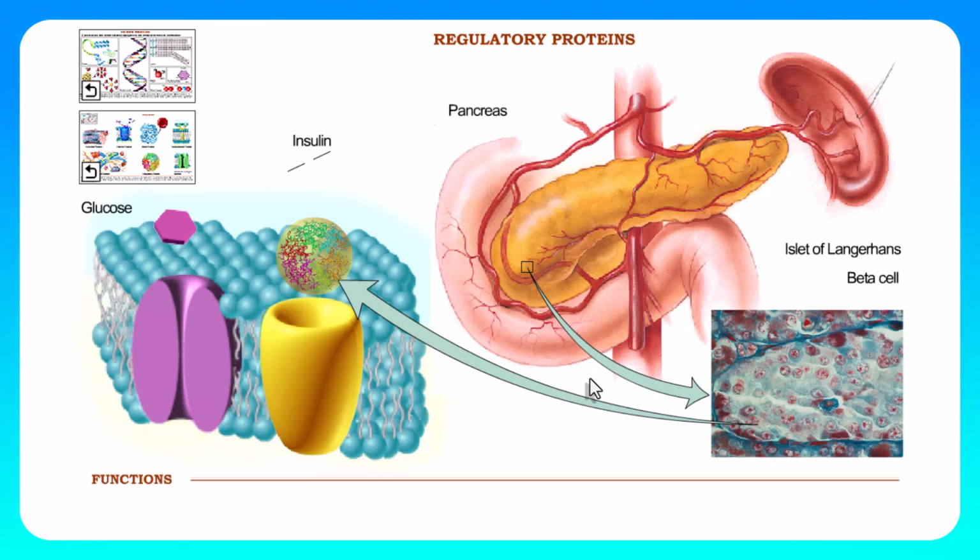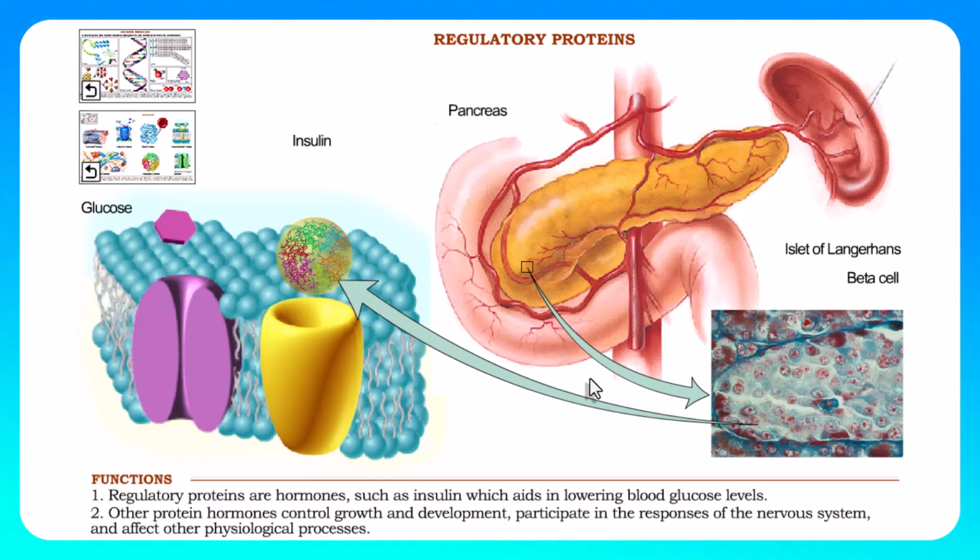Regulatory proteins. Regulatory proteins are hormones such as insulin, which aids in lowering blood glucose levels. Other protein hormones control growth and development, participate in responses to the nervous system, and affect other physiological processes.